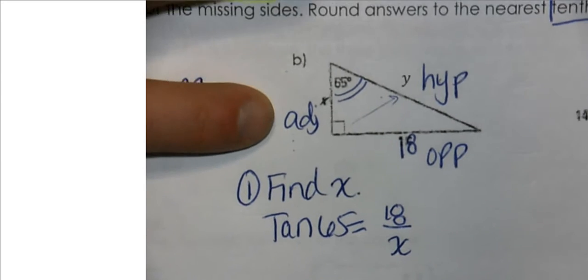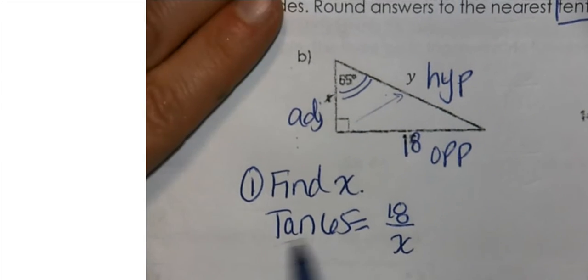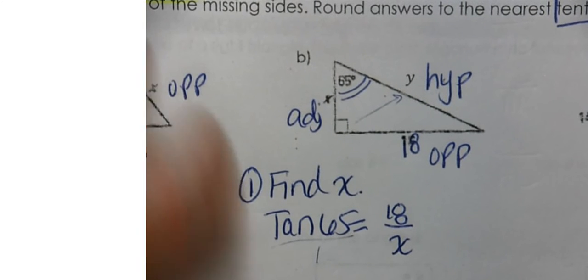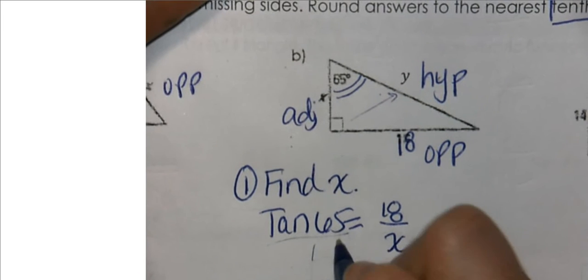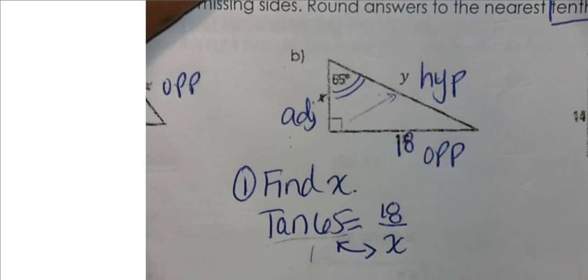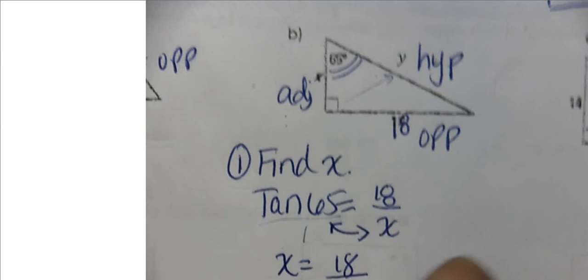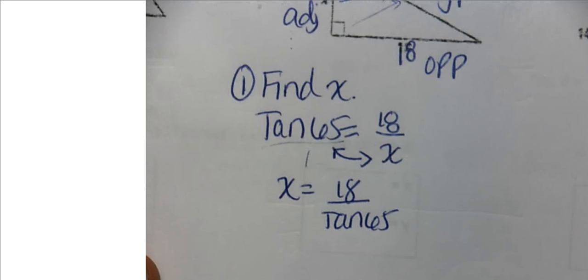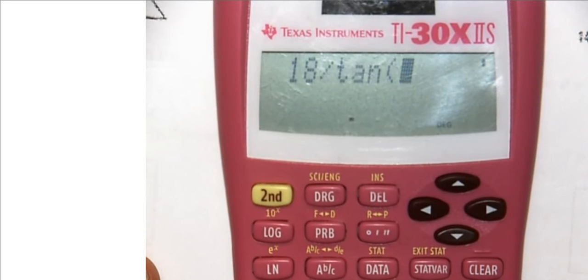which is x. And one really cool trick, if you were to make this over 1, do cross product, and divide both sides by tangent of 65, after you show all of that work, ultimately, a shortcut is that you simply switch x and the tangent of 65 in their positions. So this is going to be x equals 18 divided by the tangent of 65. And we're simply going to put that into our calculator. 18 divided by the tangent of 65 degrees.